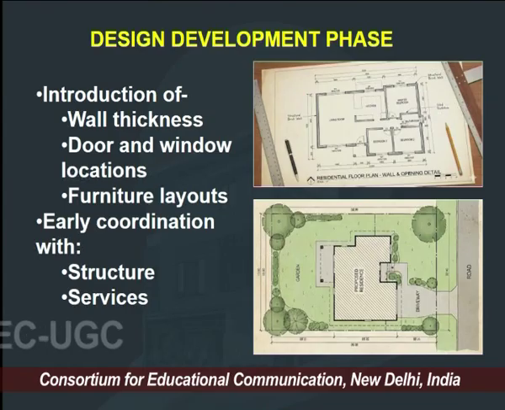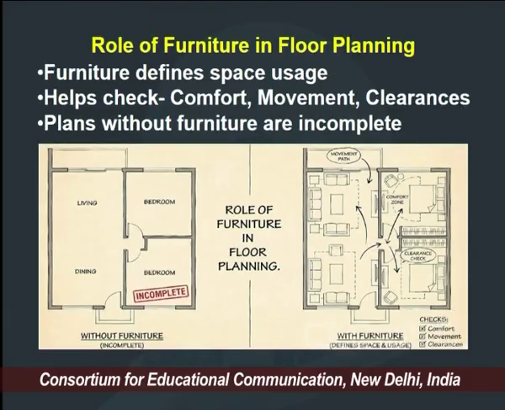Next important decision that comes at the design development phase is the identification of where doors and windows have to be located. So, depending upon the furniture layout and overall integrity of the space, these decisions are taken, and if these decisions are taken earlier, the coordination with the structures and the services becomes very easy.